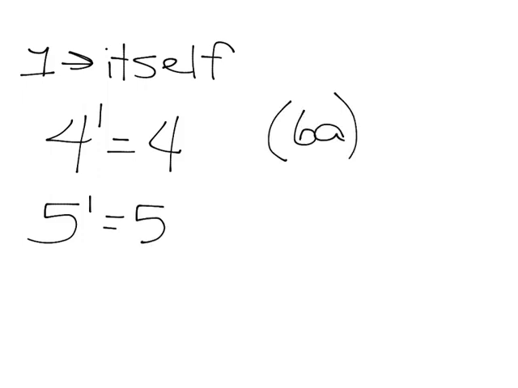Anything raised to the first power is itself. Because if you just have 4 to the 1, then you have 4. It's only multiplied one time, so that's 4. If you have 5 to the 1, it's 5. If you have 6a to the first power, then your answer is 6a, because you only have one copy of it.